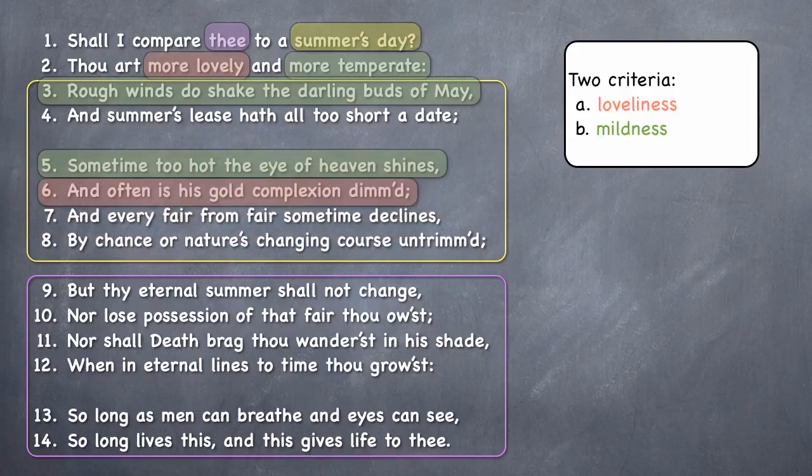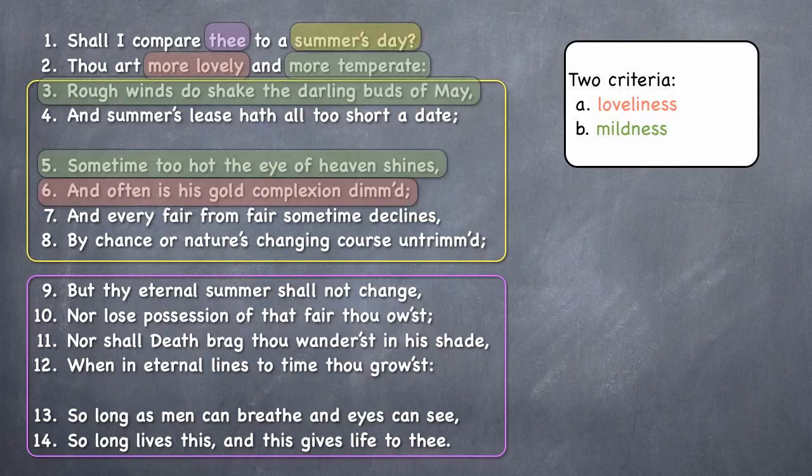Line 6, and often is his gold complexion dimmed. The complexion is dimmed. This has to do with loveliness because when it's dimmed, it's not lovely enough. Bright is beautiful, but dimmed is less lovely, it's less beautiful. Therefore, line 6 is about loveliness. He's saying, well, summer is really not that lovely compared to you, at least if you think about it, because his gold complexion is often dimmed. The summer sun is often dim, so it's not quite as lovely.